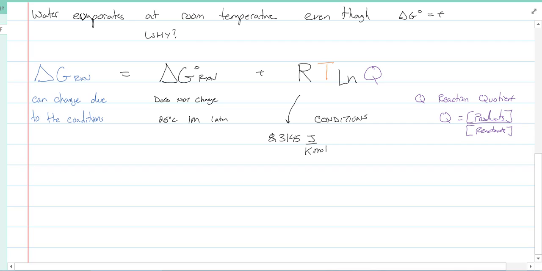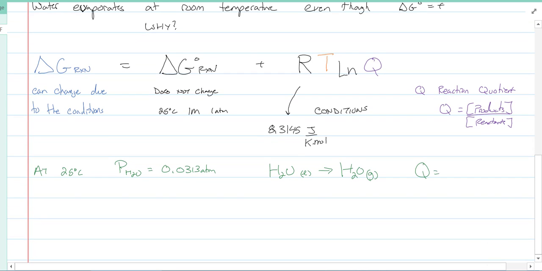So now, mainly, I say mainly, a lot of times at 25 degrees Celsius, let's say the pressure of H2O happens to be 0.0313 atmospheres. Let's just say that's what it is. So H2O liquid going to H2O gas, I must need a new battery in my pen. Q would equal the pressure of H2O gas all over 1, because we don't write the liquid.